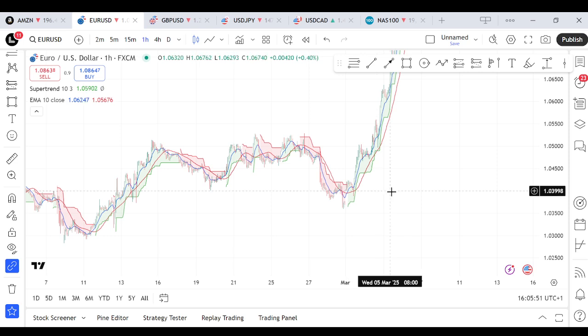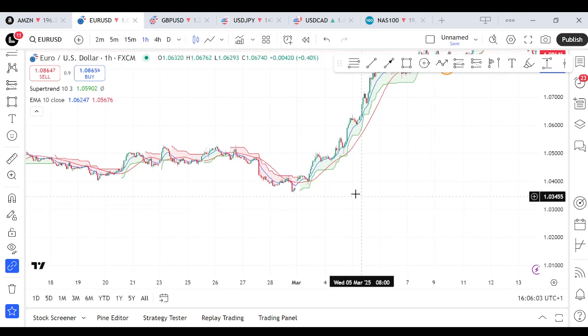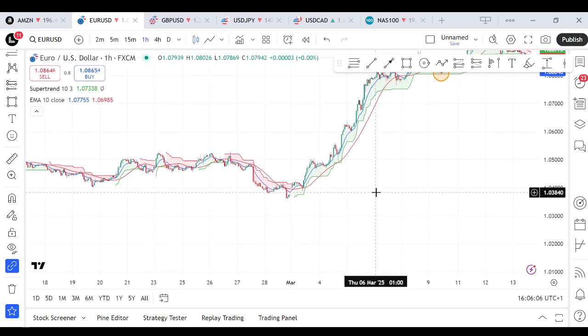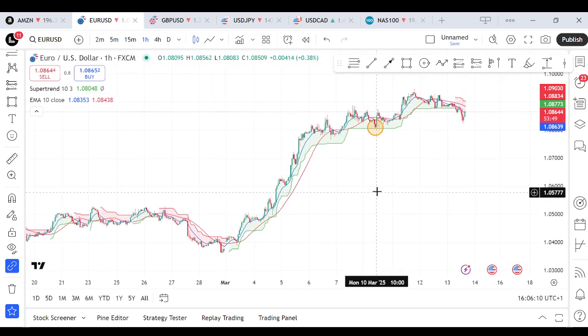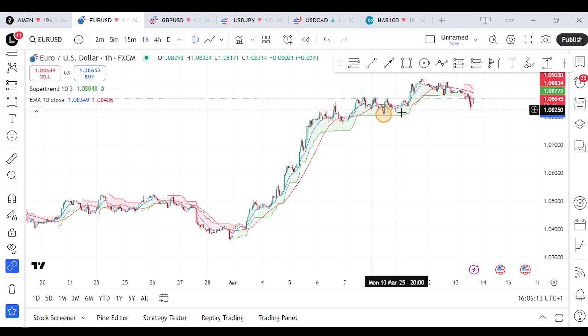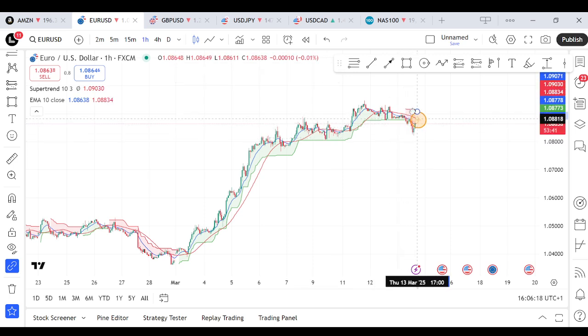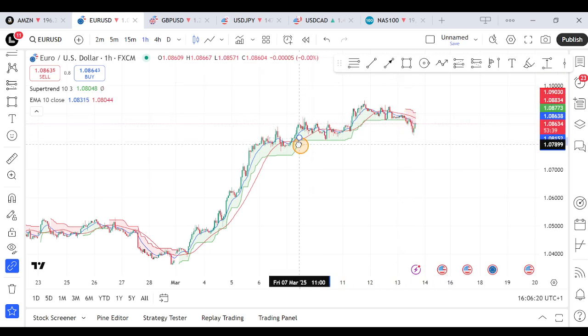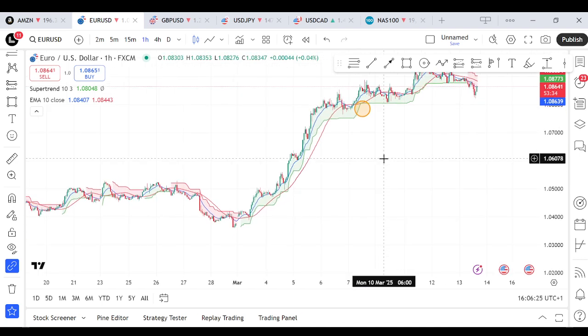Now the next step is identifying the trend. The Supertrend indicator is your primary tool in this strategy for determining market direction. When the price is above the green Supertrend line, it signals an uptrend. Conversely, when the price falls below the red Supertrend line, it indicates a downtrend. And you can see that we are in an uptrend here, and we just have a downtrend forming around here right now. We'll talk about that later. So imagine a scenario where the price crosses above the green Supertrend line.